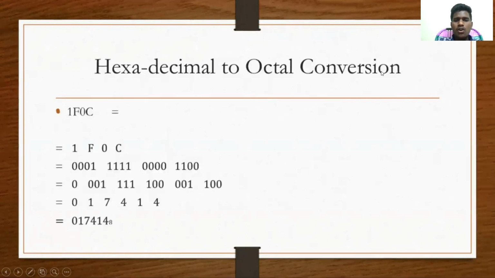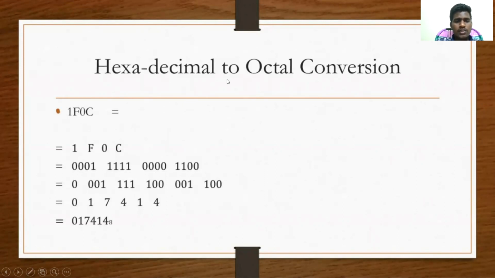And hexadecimal to octal conversion: 1F0C. As we know, C is the value 12, and 0 is the value of 0 only. F is the value of 15. 1 is the value of 0001. Combining all these values, we get the binary. In order to convert to octal, we have earlier discussed that we have to group it into 3 bits only. If we want to convert to hexadecimal, we have to group into 4 bits, so we'll get it easily.